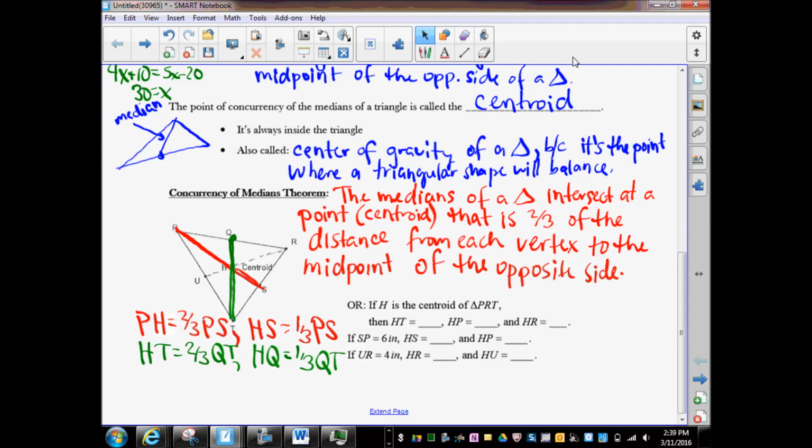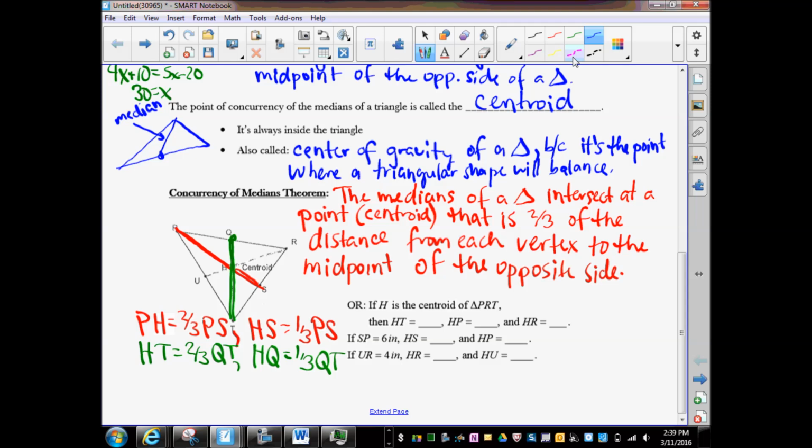So again, medians go from your vertex to the midpoint. It's not necessarily perpendicular. As you can see with the example we drew, it's certainly not perpendicular. It can be. So for a right triangle, it also looks like a bisector. Well, it should be bisected, right? Because it's the midpoint. I mean, of the angles.